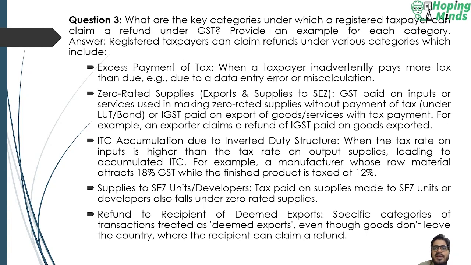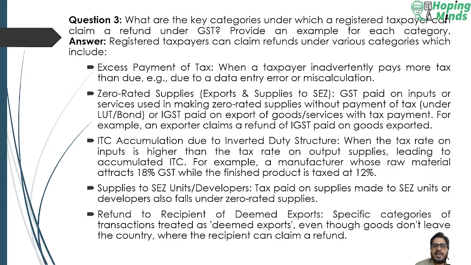So moving ahead, what are the key categories under which a registered taxpayer can claim a refund under GST? Provide an example for each category. So registered taxpayers can claim refund under various categories, which includes excess payment of tax. So when a taxpayer inadvertently pays more tax than due, for example due to data entry error or miscalculations, in such a case, the taxpayer can claim refund of such excessively paid taxes through a refund application.